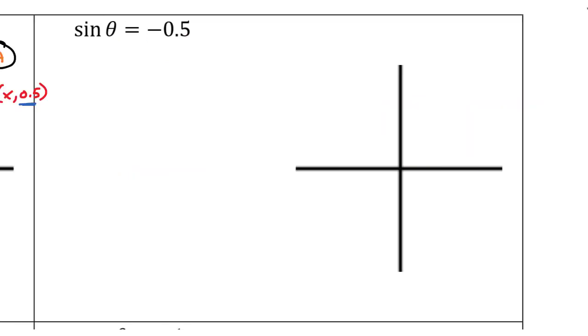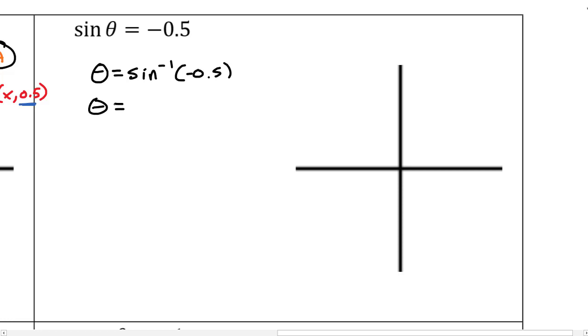Before I start doing my calculator work, I'm going to start with what I should have started from. Now again, it says sine of theta equals negative 0.5. Solve for theta. To do that, we're going to punch in our calculator. I won't do it yet, but we're going to punch in the sine inverse of negative 0.5, and it's going to give us some angle. Now I can tell you exactly where that angle is going to be before we even punch in the calculator.